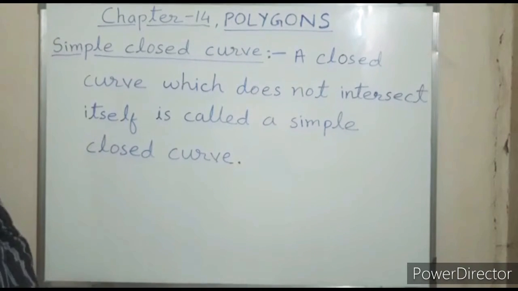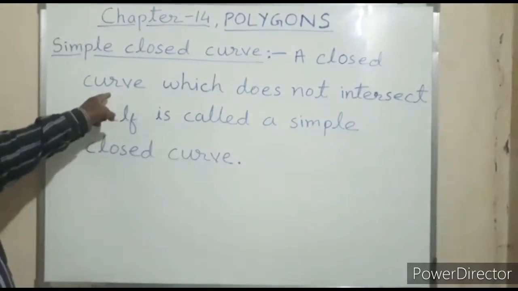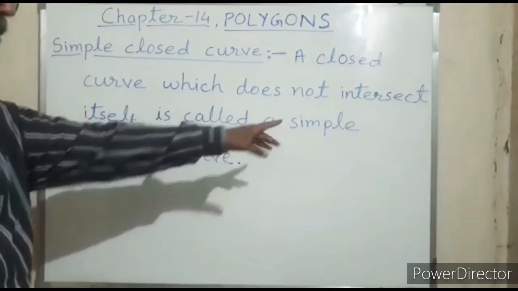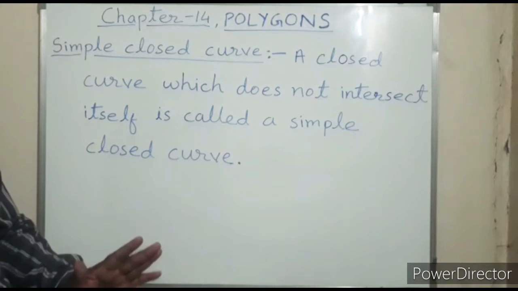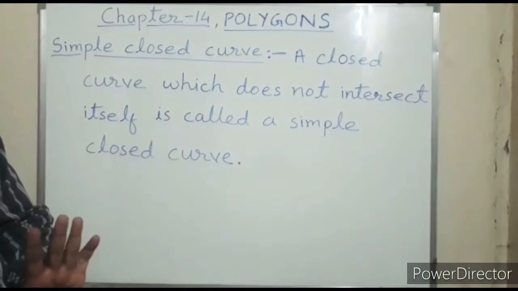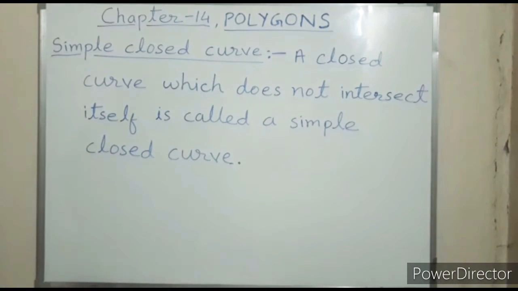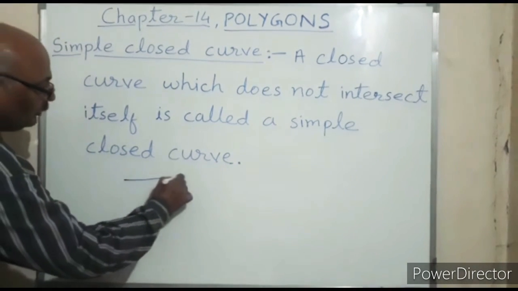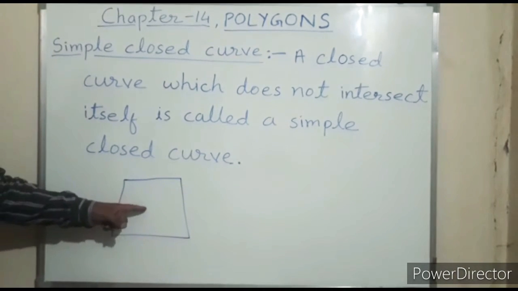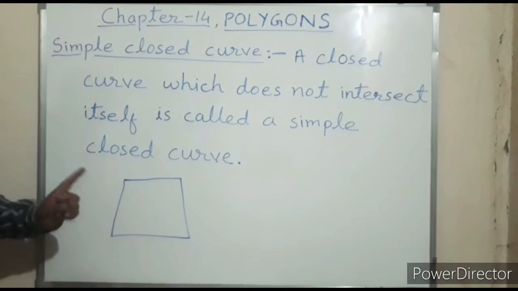Hello student, in this session we will see first simple closed curve. A closed curve which does not intersect itself is called a simple closed curve. It means if any closed curve is not intersecting itself at any point, such closed figures are known as simple closed curve. Let's see. If we draw a quadrilateral like this, then I can say it is closed curve and it does not intersect at any point, so it is simple closed curve.